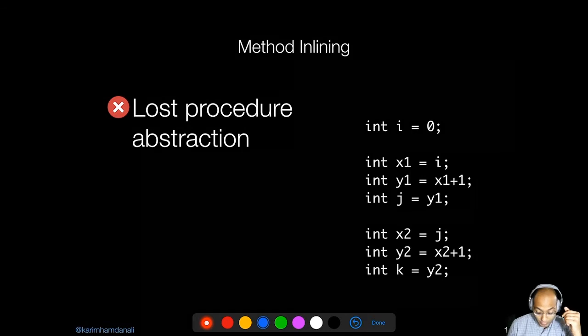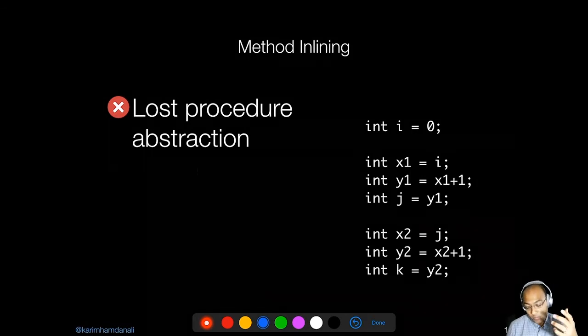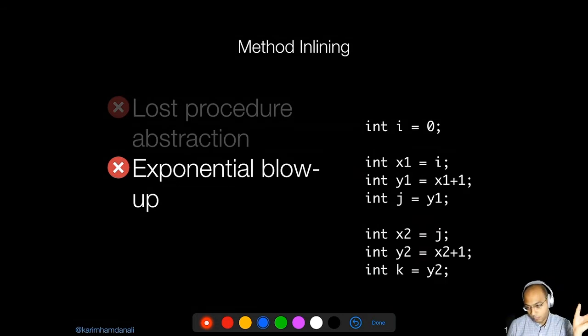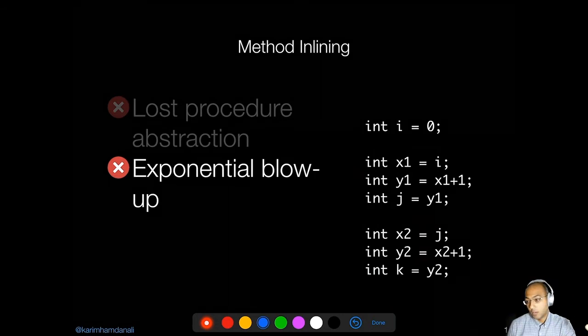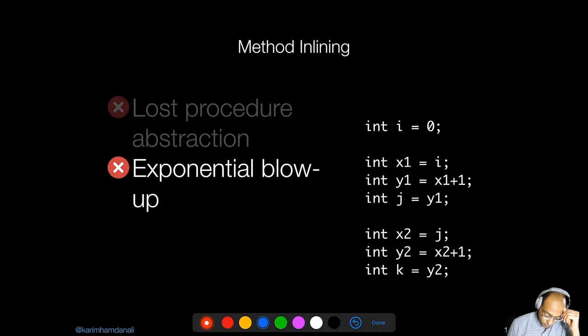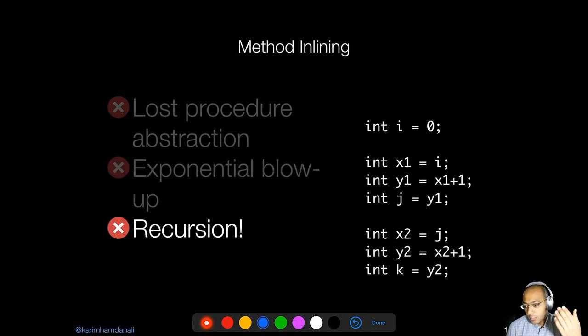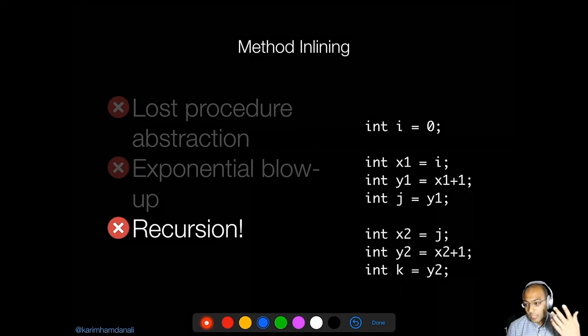There's going to be an exponential blow up. Every single use of the method, you're going to copy the method and put it in there, so your code size is going to explode. Again, the same kind of problem as duplicating code with method cloning, but here it might be even worse. And again, there is no obvious way to solve recursion here. If you have a recursive call, how many times are you going to inline the method into itself? There is just no obvious answer to that.